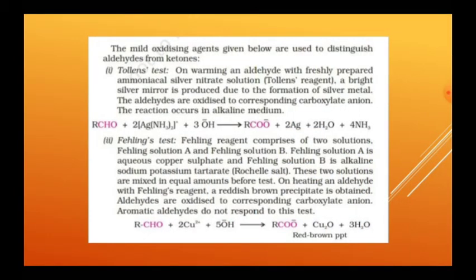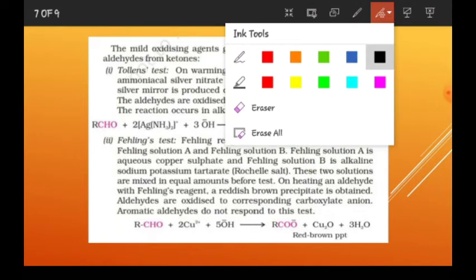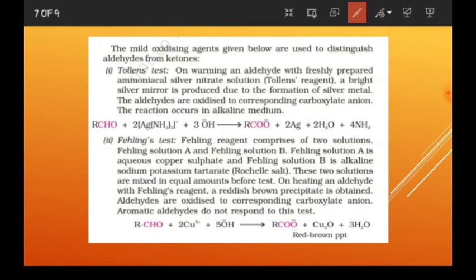Now see, mild oxidizing agents given below are used to distinguish between aldehydes and ketones. I've already told you, in your organic part you will get questions in which distinguishing between different functional groups will be asked. Now, if you need to distinguish between aldehydes and ketones, you can use any of the tests. Three tests are there: Tollens' test, Fehling's test.